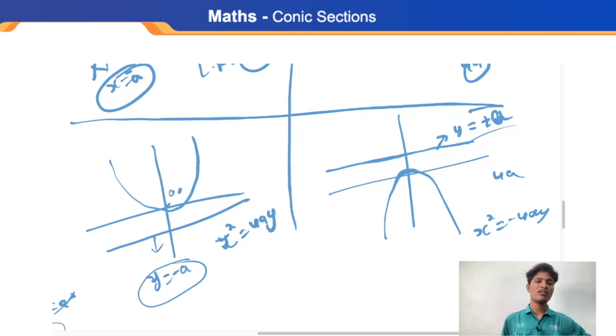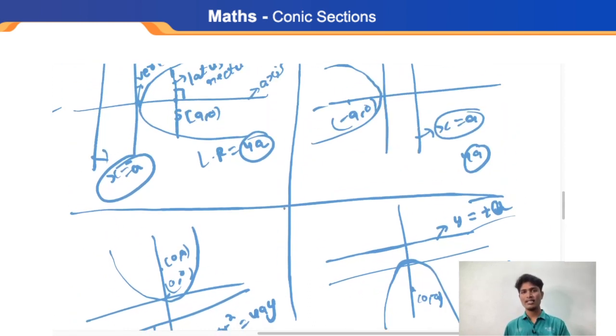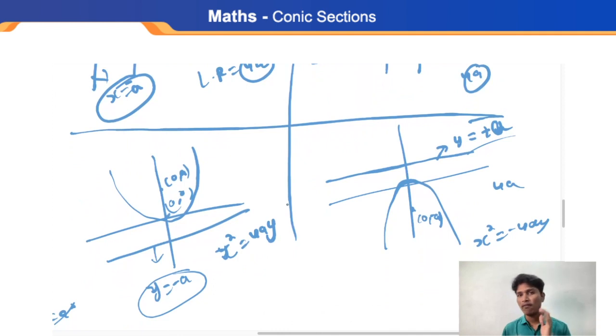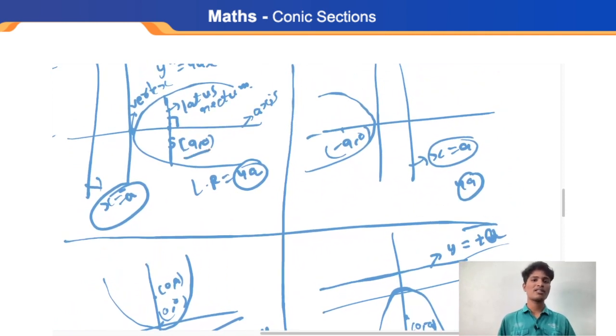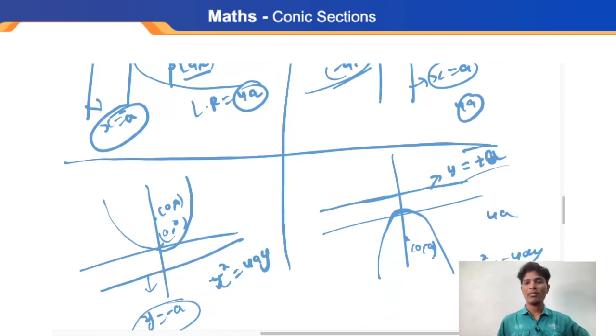The vertex will be (0, 0). The focus will be (0, a). And here the focus will be (0, minus a). Everything has slight changes. This is the main important thing you have to understand. The focus, vertex, latus rectum length, everything I have discussed here. What is the focus? The focus is (a, 0) here, but here it is (minus a, 0). Here it is (0, a), here it will be (0, minus a).